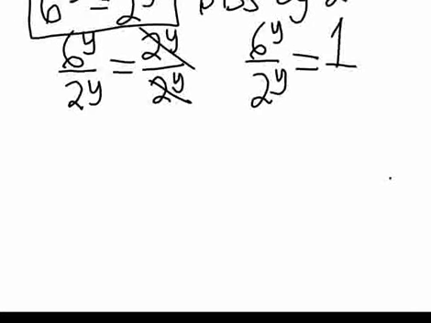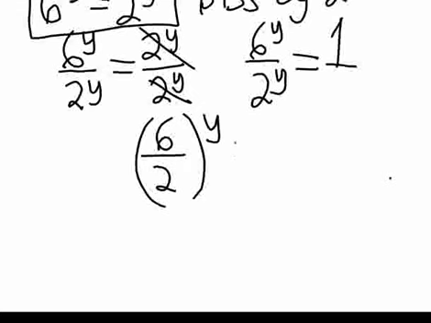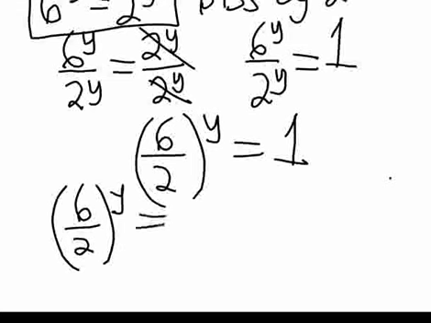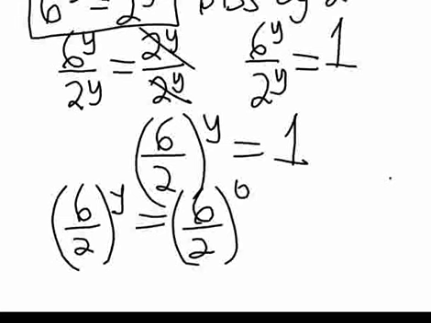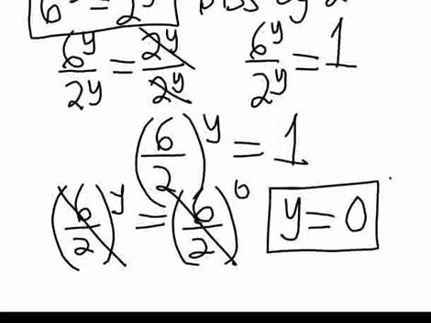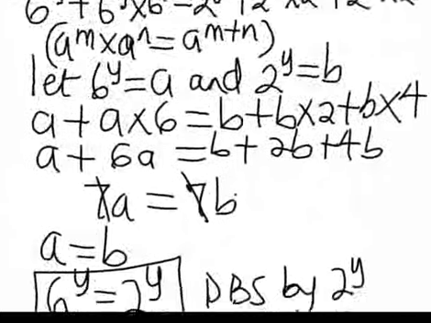What do we do next? 6 raised to power y over 2 raised to power y is equal to 1. Let's factorize out this power, since that power is common. So factorizing out the power, we have 6 over 2 raised to power y equals 1. This 1 is changed to 6 over 2 raised to power 0, so that this can cancel out and the value for our y is equal to 0. So y equals 0 is the solution to this question.